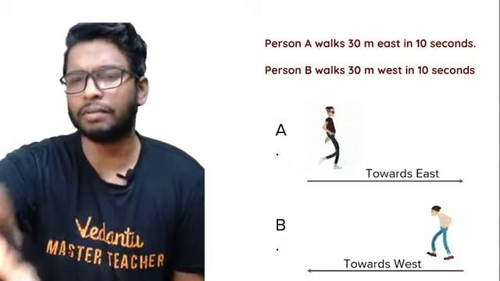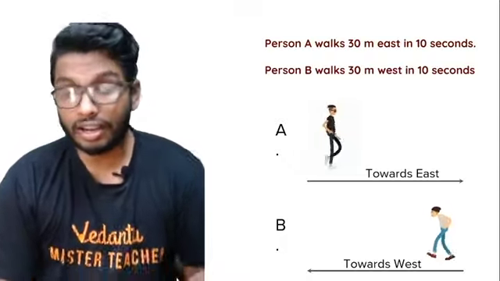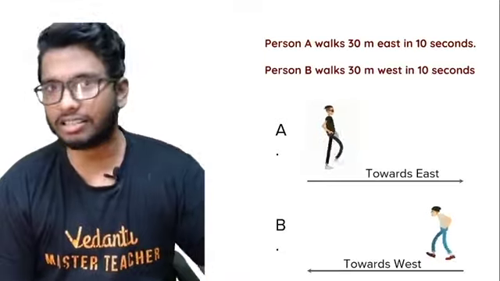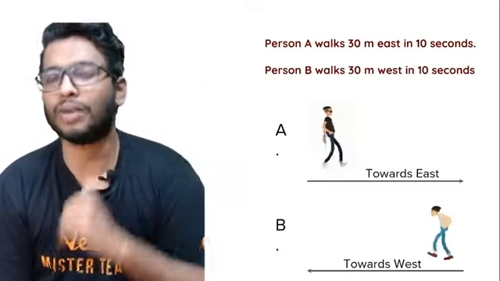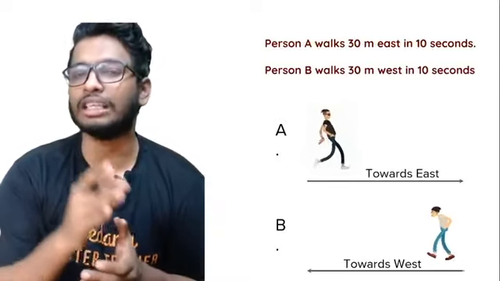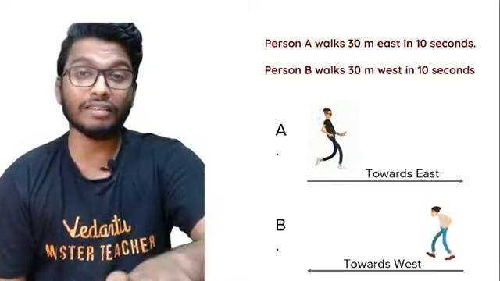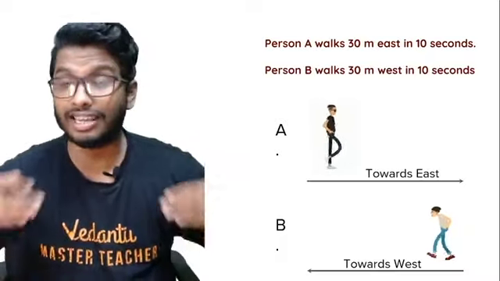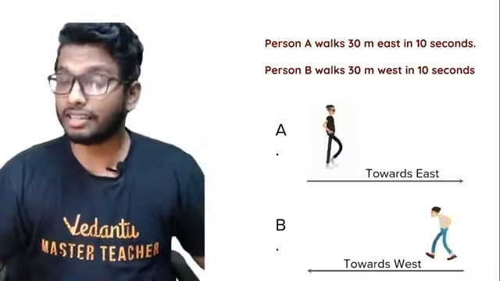I'll tell you that. For example, guys, let's say there are two people walking. One person is walking towards the east, and let's say your friend is walking towards the west. Now, both of them are supposed to cover a distance of 30 meters, and they're both covering the same exact distance in 10 seconds. So 30 meters in 10 seconds sounds good.